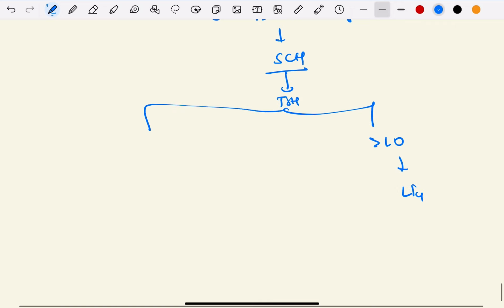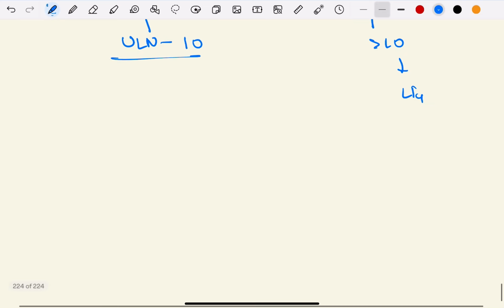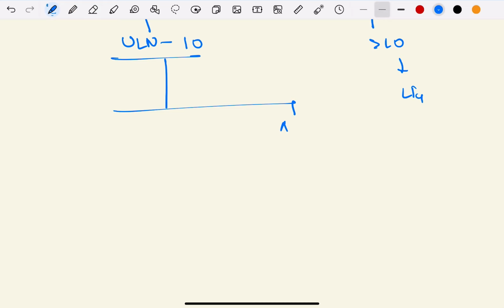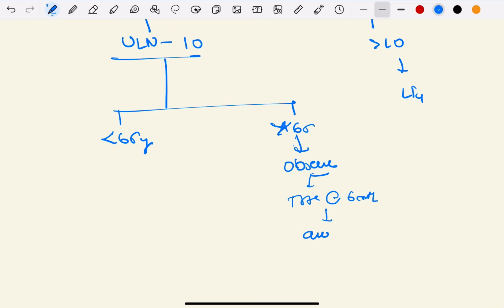If TSH level is more than upper limit of normal and less than 10, so between upper limit of normal and less than 10, at that time you check the patient's age, more than 65, age less than 65. More than 65, if the patient is asymptomatic or without symptoms, just observe the patient and repeat TSH at 6 months and then yearly, then annually.